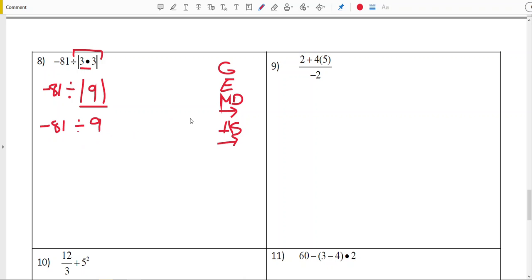Now, there's an integer here, so I'm going to have to use the triangle for that multiply divide. 81 divided by 9 is 9, and then I have to look. A negative divided by a positive gives me a negative solution. So this is a negative 9 for your solution for number 8.